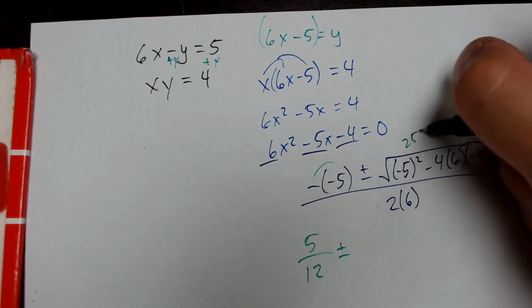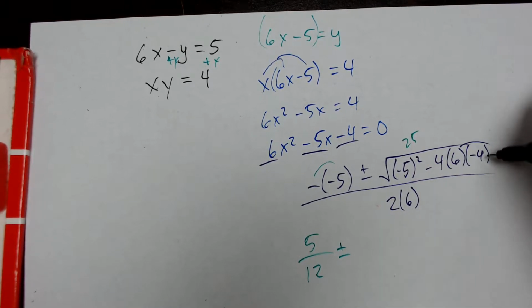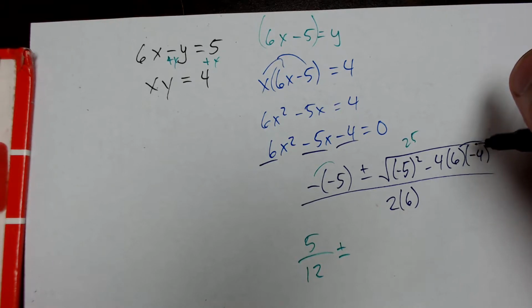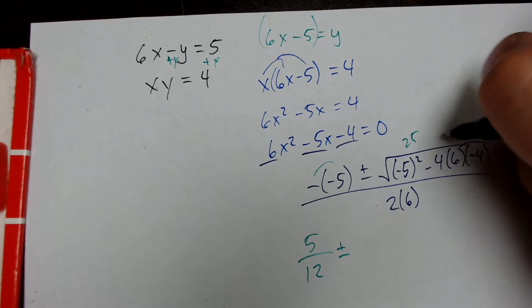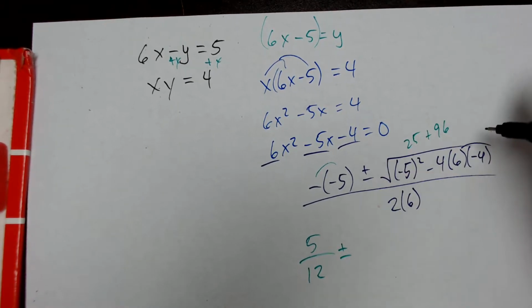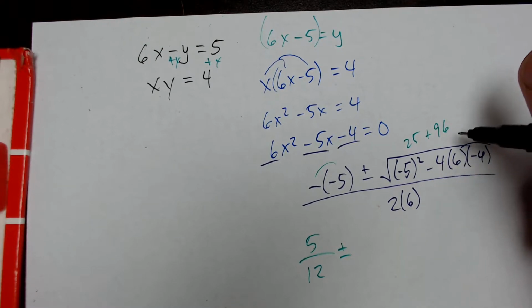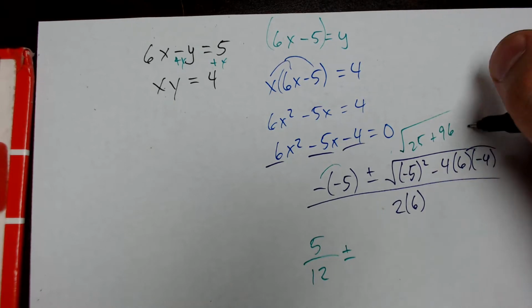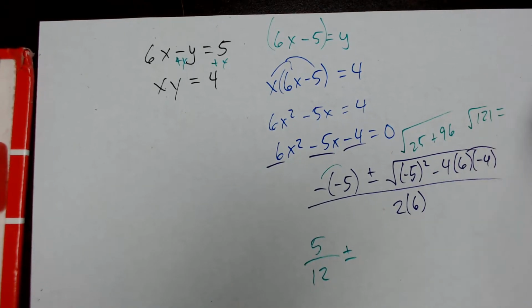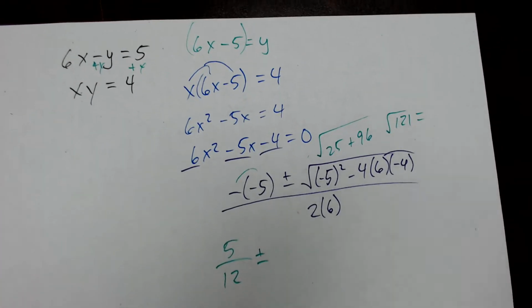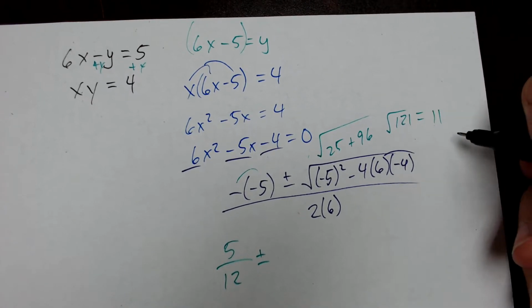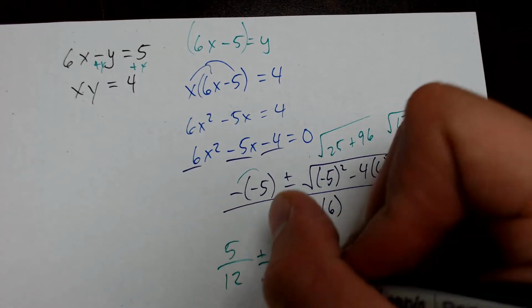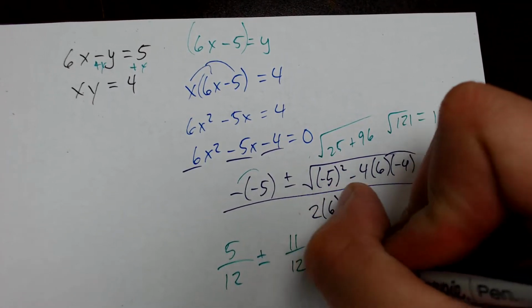Negative 5 squared is 25. Negative 4 times negative 4 is positive 16. Positive 16 times 6 is going to be 60 plus 36, 96. So 25 plus 96, I get 121. So this is the square root of 121, which is actually equal to 11 over 12. So 5 over 12 plus or minus 11 over 12.